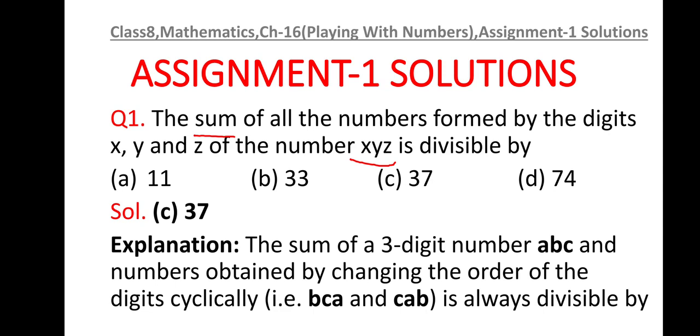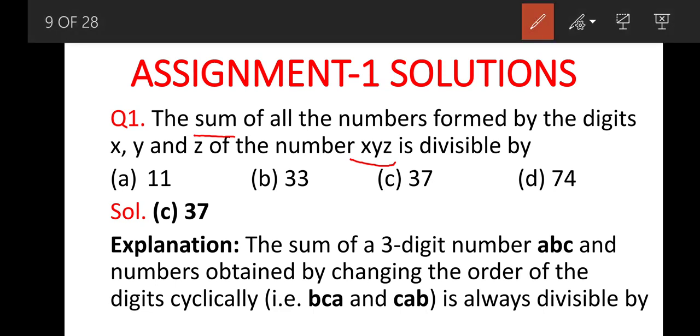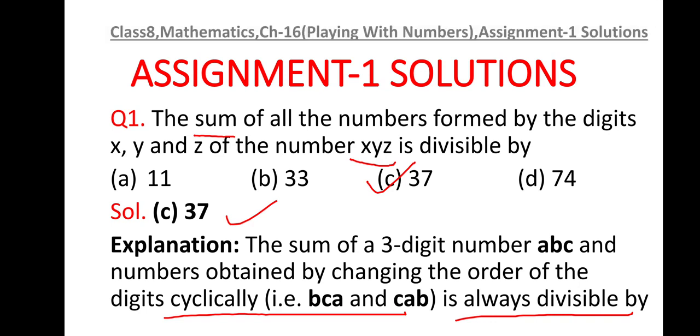Dear children, we have learnt the explanation or different cases in a previous lecture. We have learnt that the sum of a three-digit number abc and the numbers obtained by changing the order of the digits cyclically, that is bca and cab, is always divisible by what? Can you tell? It is 111, 37, 3 and the sum of the digits. So this will be your correct option, that is 37. So C option is correct. And this is the final answer, that is 111, as I told you, 37, 3 and the sum of the digits.